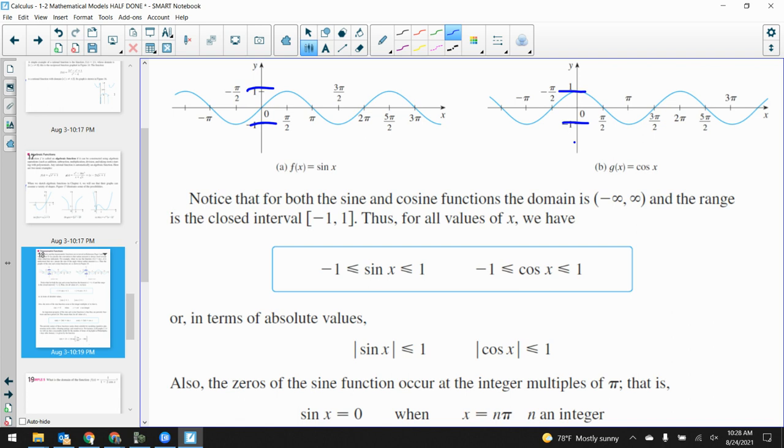So while the domain is all real numbers, the range tends to change. And it will change based on the vertical stretch of the sine or cosine graph that you have. Okay? If I'm looking at my parent sine and cosine, it ranges from -1 to +1 for the range values. Yeah, you could write them as absolute values as well.